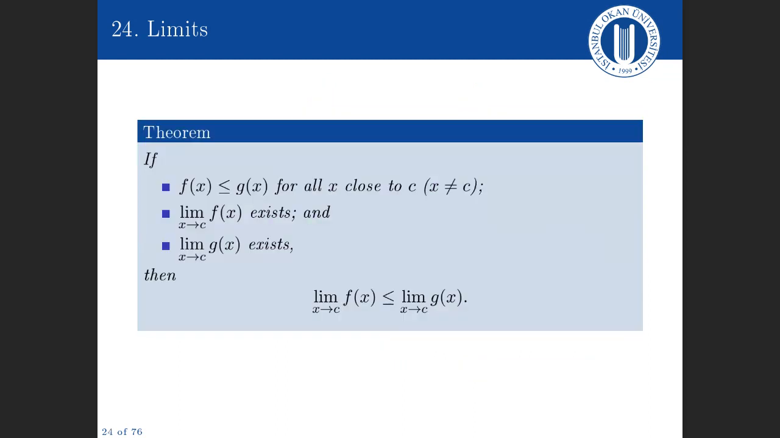A similar theorem: if we have two functions, f and g, and if f is always less than or equal to g close to c, again, we don't care what happens all the way on the left or all the way on the right, we just care that close to c, f is less than or equal to g. Suppose that both the limit as x tends to c of f exists and the limit as x tends to c of g exists, then the limit of f must be less than or equal to the limit of g. I'll leave that for you to think about.